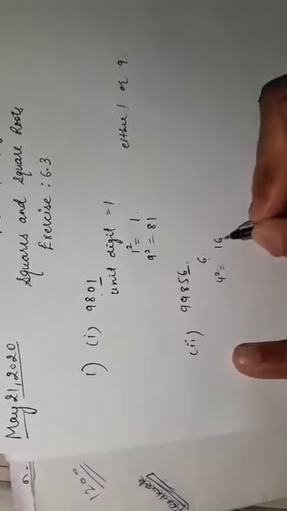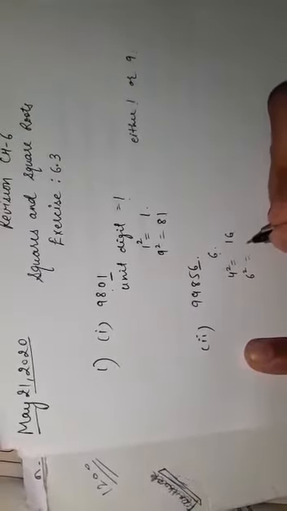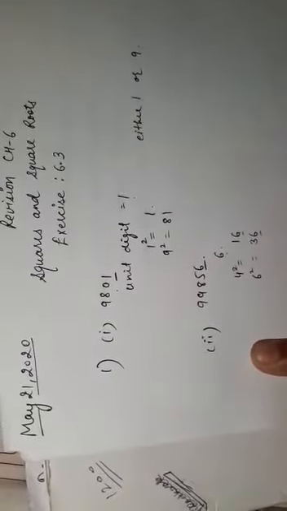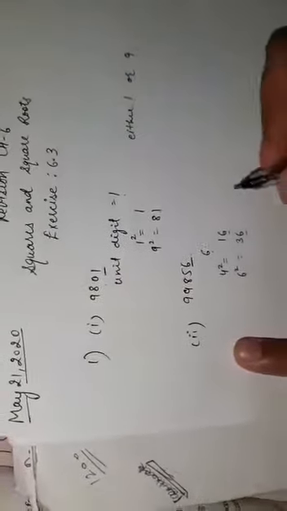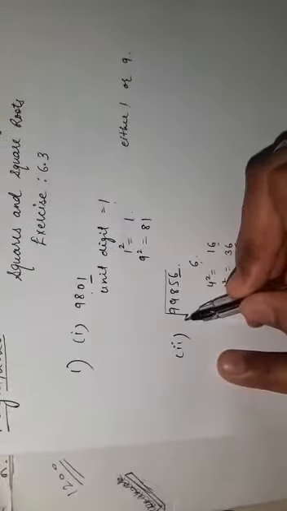Similarly, the next part is 99856. Here the last digit is 6. So square of which digit is having 6 in the unit place? There are again two possibilities. Square of 4 is 16, which has 6 in the unit place, and similarly square of 6 is 36. So the square root of this number will end with either 4 or 6. You have to write down both the possible numbers.